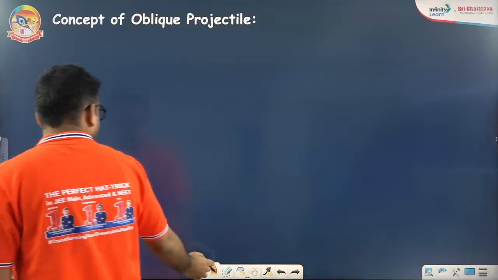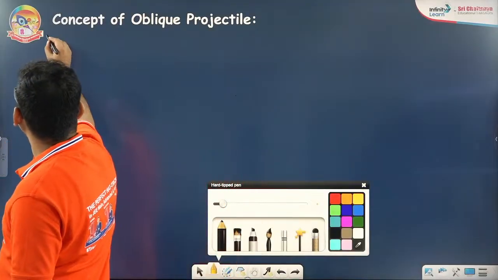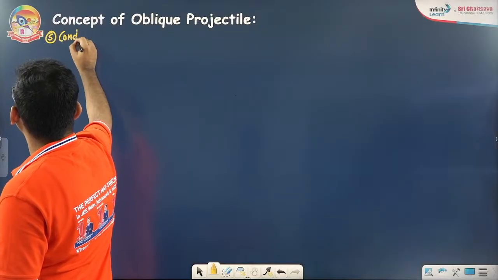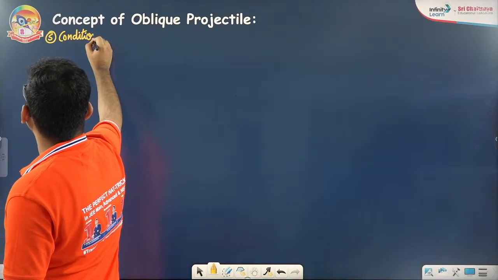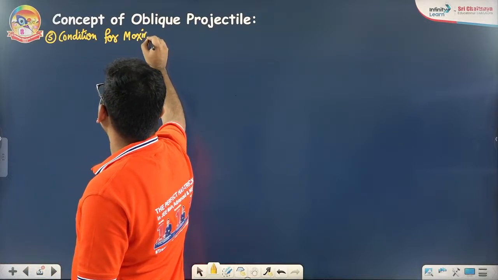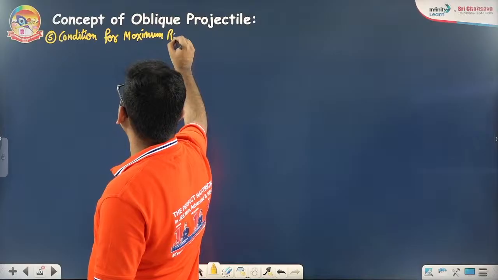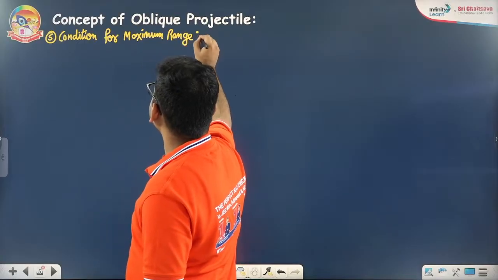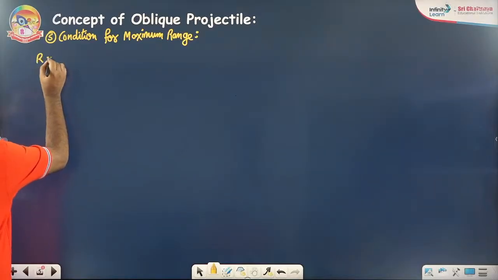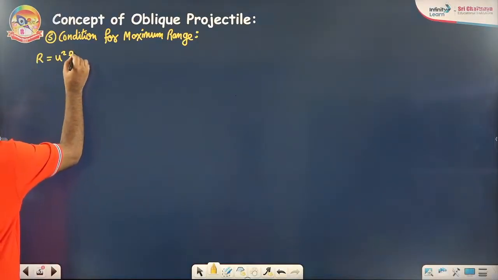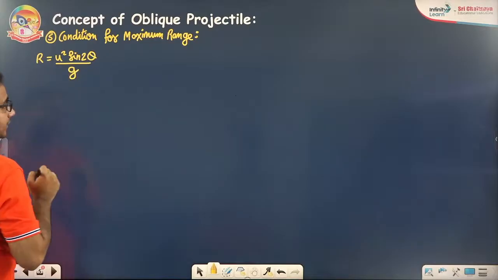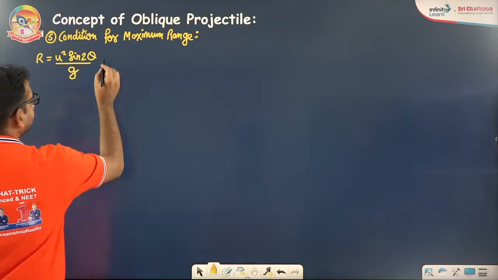Now I am talking about the condition for maximum range. Condition for maximum range. Now, what is this condition? So now again from the NCERT formula, R is equal to U square sine 2 theta by G. That's the formula. Okay, R is equal to U square sine 2 theta by G.